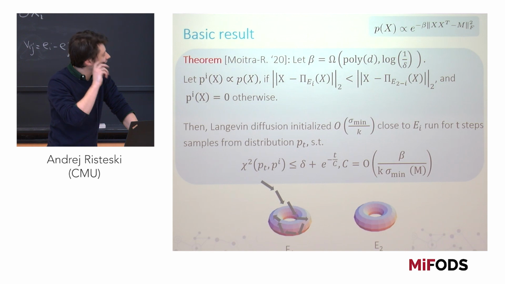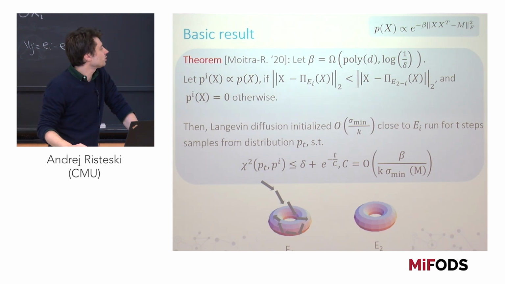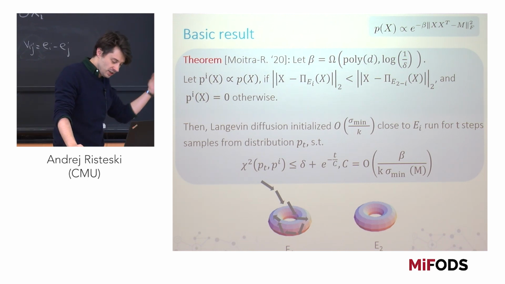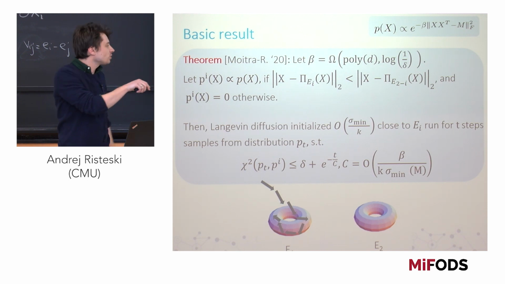But the important thing is that it drops off like e to the minus t divided by something, and this something depends on the rank of the matrix M and the temperature beta that we're looking at. So in other words, what this is saying is that if I think of beta as something like poly in D, and t as something like poly in D, I'm going to start getting closer and closer to pi, but it's not enough time for me to bump myself out of the manifold E1 and start getting closer to E2.